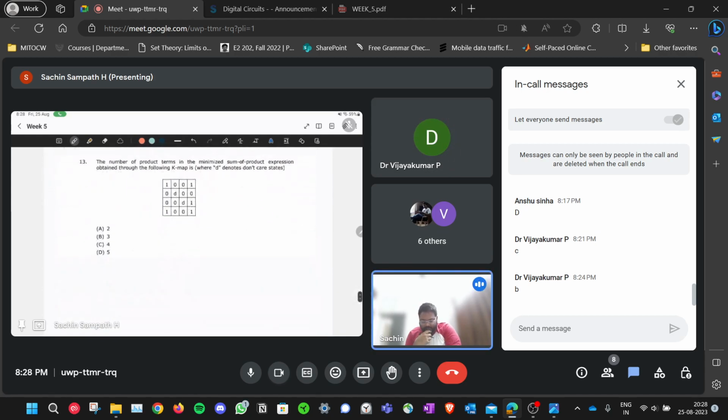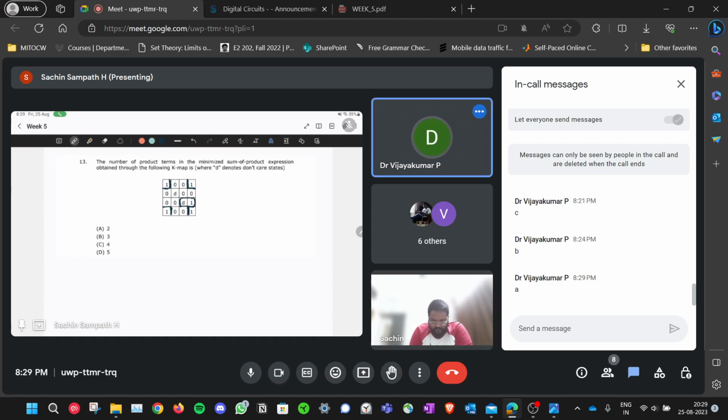This is the final question for today. Number of product terms in the minimized sum of product expression obtained through the following K-map, where D denotes don't care states. You have to simply do a grouping. For this one, since the K-map is folded, that's the main concept that you need to remember. This can form one group, right? And then you can form one more group like this. So you will have two terms corresponding to both these groups. It's two.